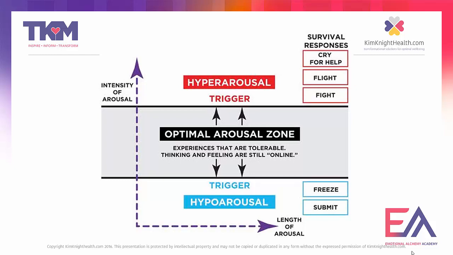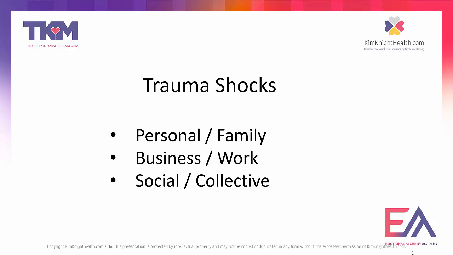Now, obviously, when we have a shock or a traumatic event, we are catapulted into either hyper or hypoarousal. So there can be many types of shocks. We can have something happen to us personally, something in our family, something to do with business or work, and there can also be bigger social collective shocks which still affect us.